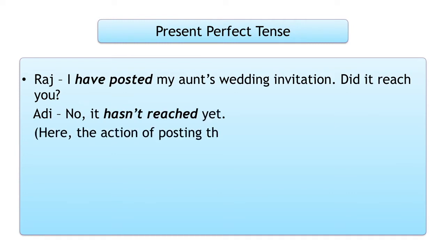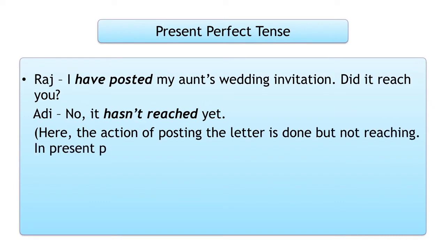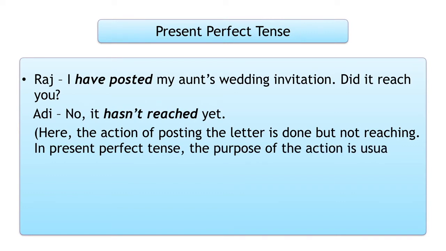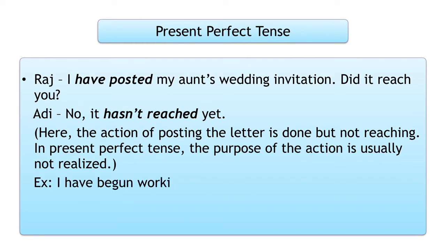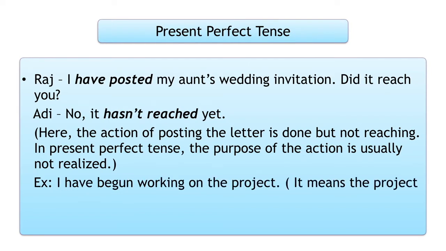Here, the action of posting the letter is done, but not reaching. In present perfect tense, the actual purpose of the action is usually not realized. Example, I have begun working on the project. It means the project work has just begun or started.